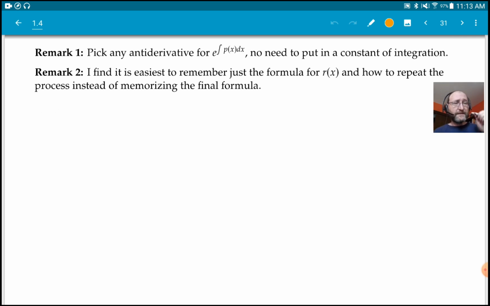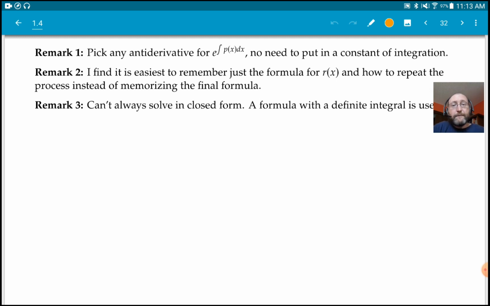I multiplied by the integrating factor, integrated, and solved. I worked through the process instead of just plugging into the equation. That's the way I find it much easier to remember. I don't have to remember that complicated formula. The procedure is simple, and it's all these rules that you have to remember anyway.